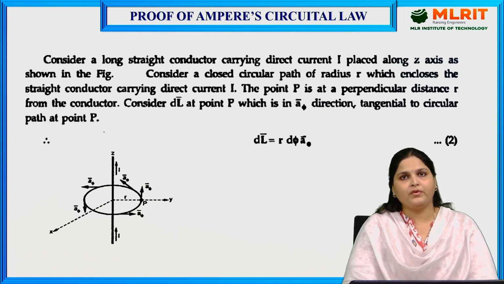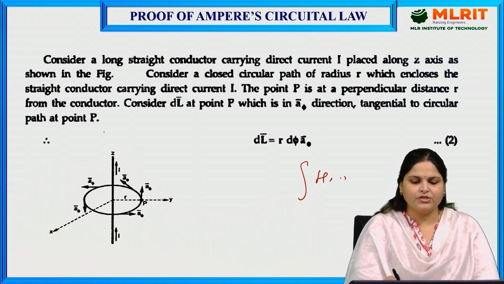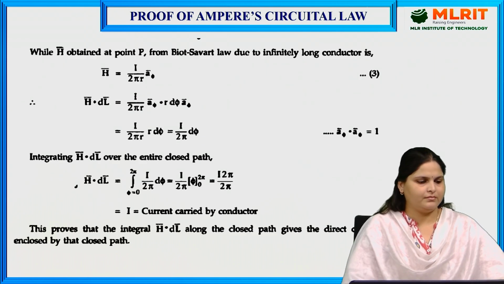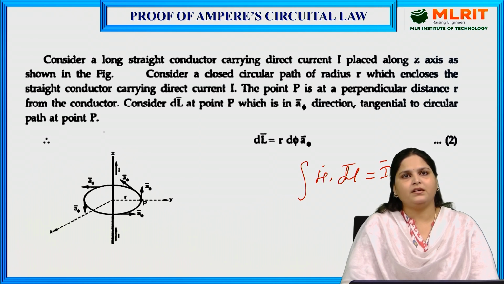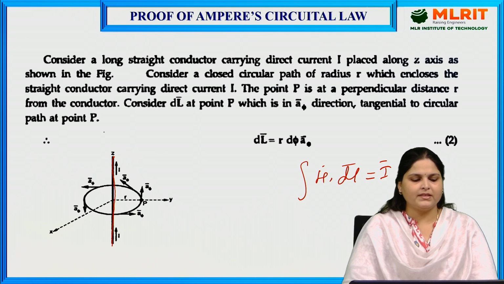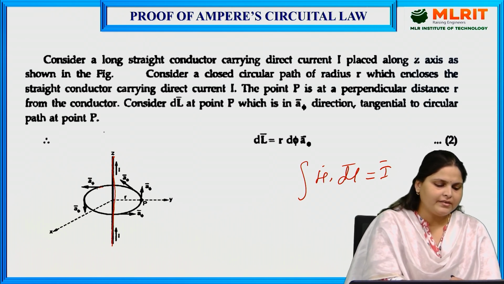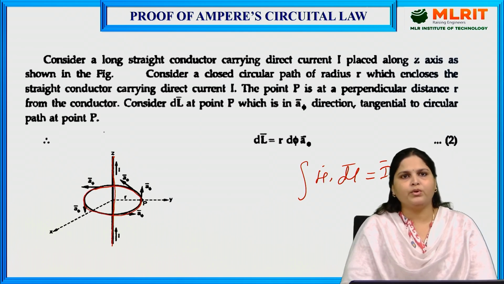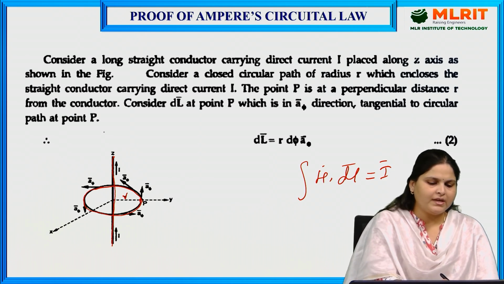Now let's discuss the proof of Ampere's circuital law, which is the integration of H dot dl equals I. So let us consider a long straight conductor which is carrying a direct current, and it is placed along the z-axis. As you see in this figure, current I is flowing through it. Also, we are considering a circular path of radius r, enclosing this straight conductor which carries current I. There is a point P which we are considering.